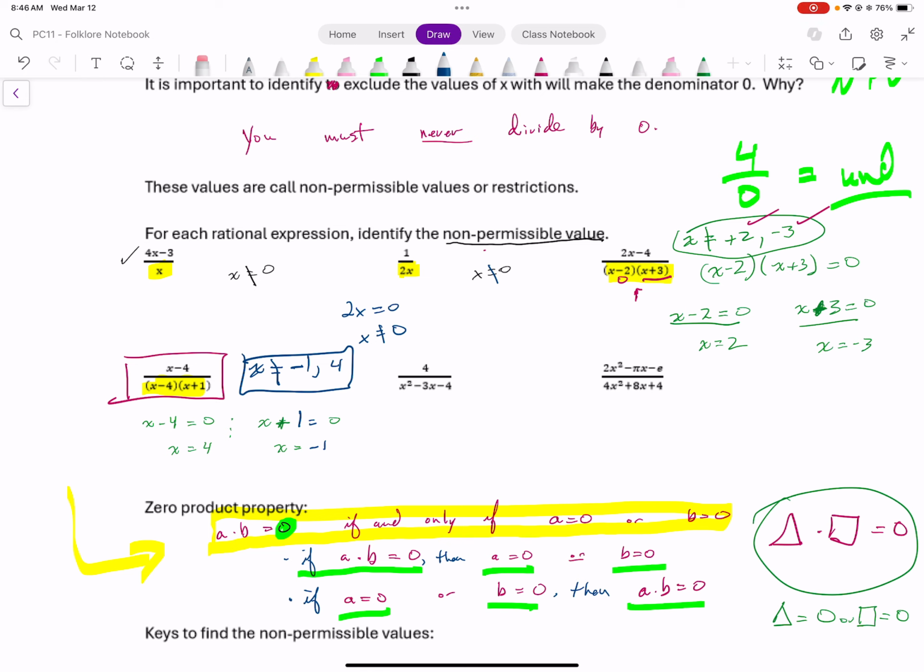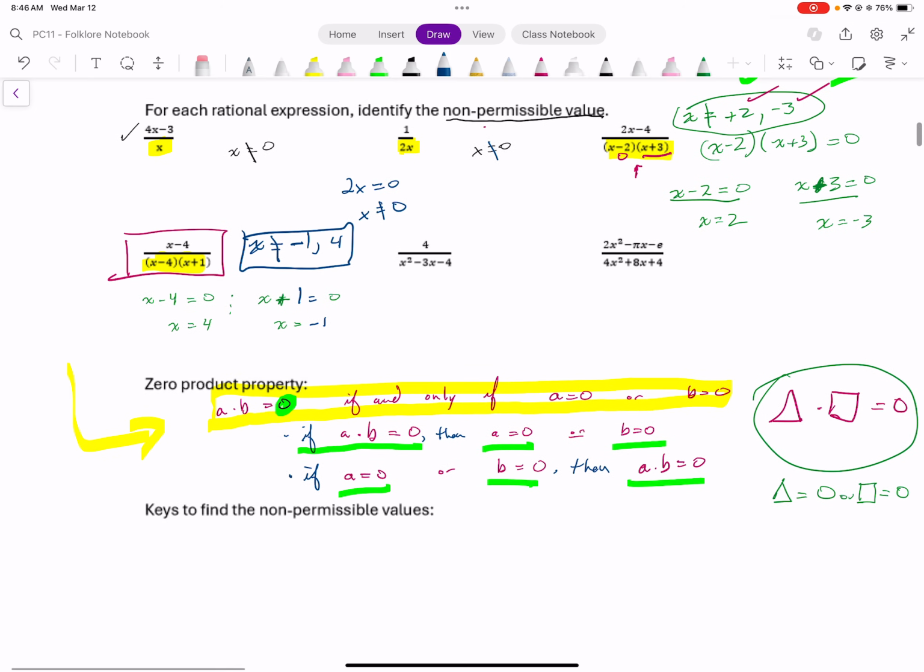So when we take a look at finding non-permissible values, what we should maybe do, keys for finding non-permissible values. Well, so far, the key is factor the denominator. That is incredibly important because if you notice, I've been using the factor word a lot. So the zero product property is expressed as factors. Now, let me consider this next example.